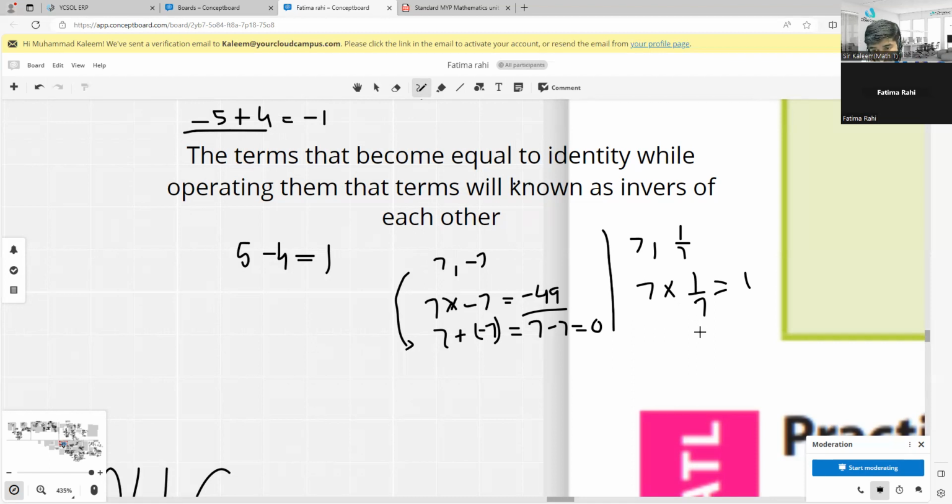Padma, did you understand? Okay. So these are multiplicative inverse of each other, because while we multiply them, they give the multiplicative identity. Maria and Aisha fighting? Yeah. Okay.